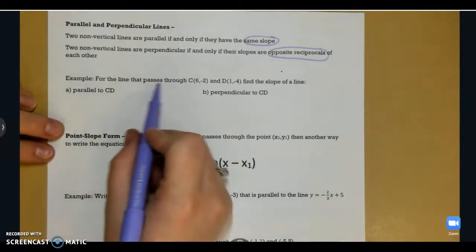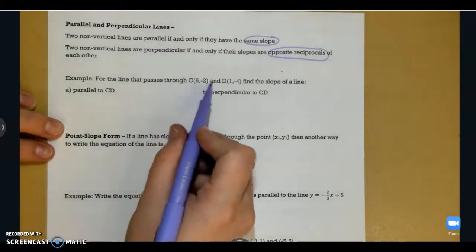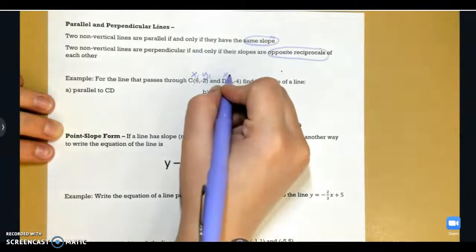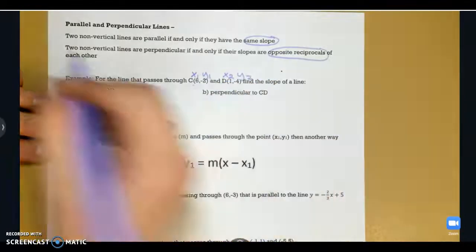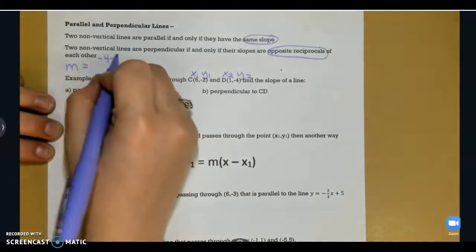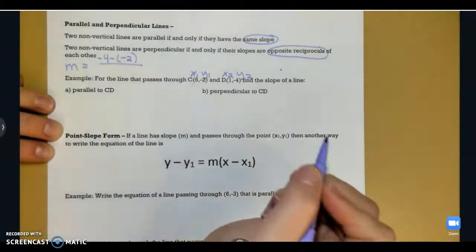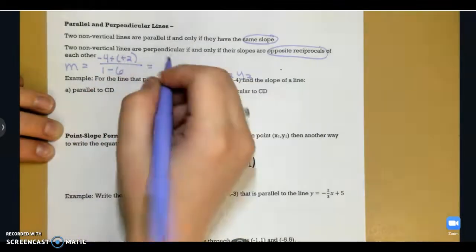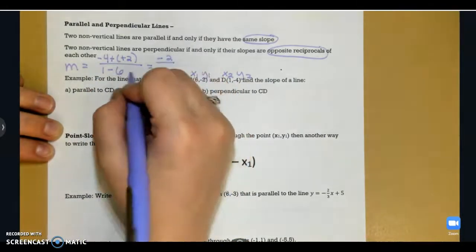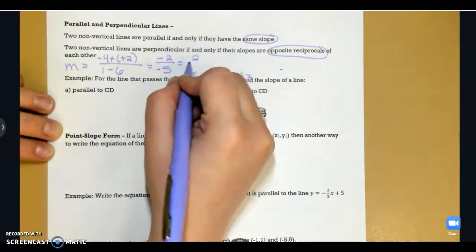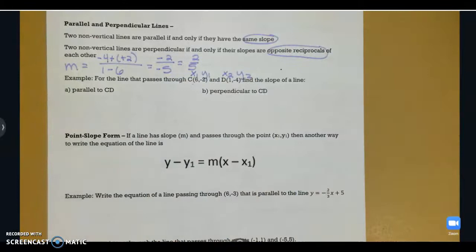So here on this example, we have a line that passes through C and D. So that's our x1, y1 and our x2, y2. So let's find the slope of CD. So that's going to be negative 4 minus negative 2 over 1 minus 6. So that becomes plus plus. So I've got negative 2 over negative 5, and a negative divided by a negative is positive. So the slope of CD is going to be positive 2 over 5.